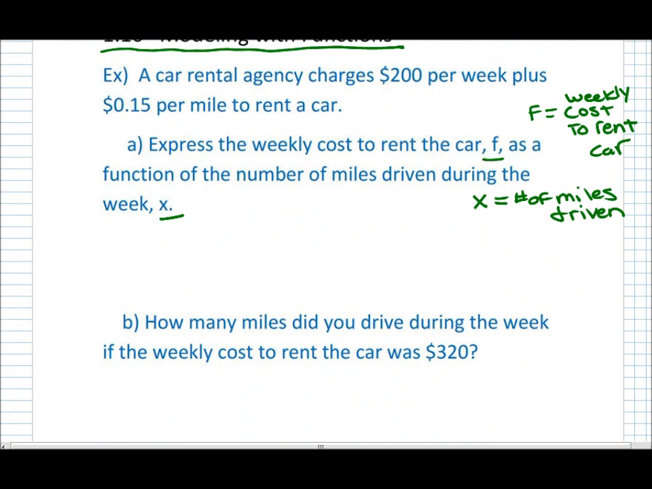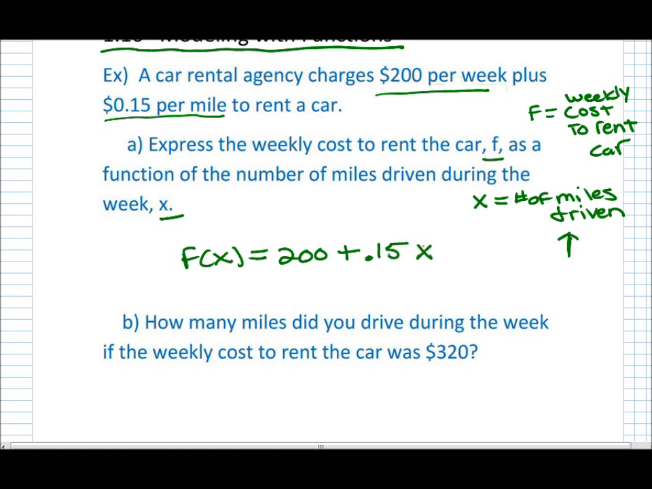And if you want a function, now remember, the cost, f of x, is going to equal, it's automatically $200 per week, plus 15 cents per mile. And remember, x is the number of miles driven. So you're going to have plus 15 cents is 0.15x. So there's your function, $200 plus 15 cents per mile.